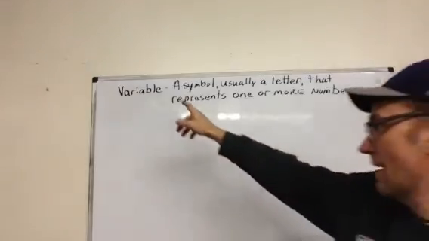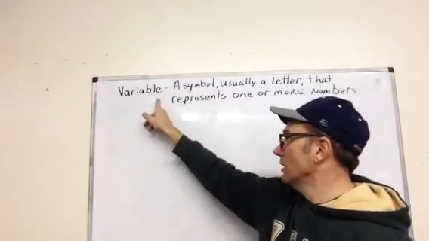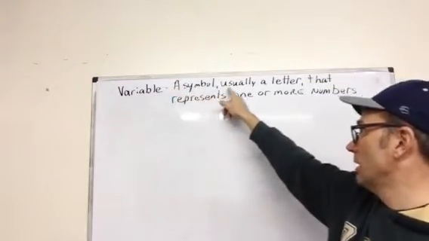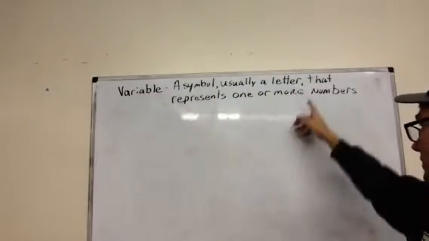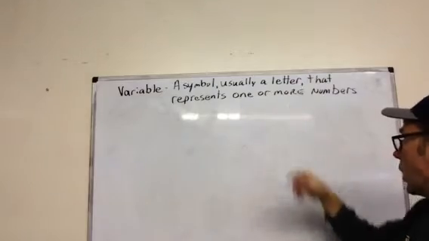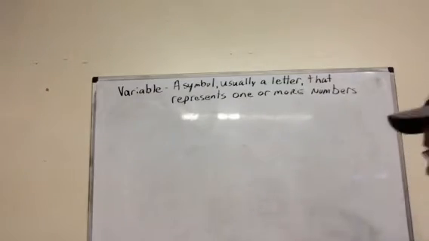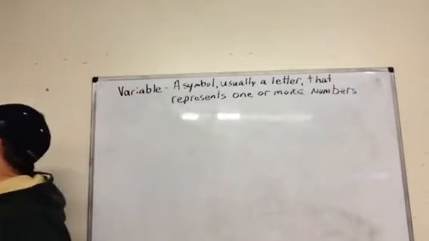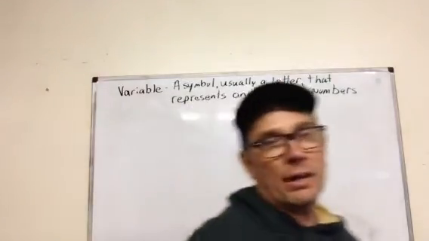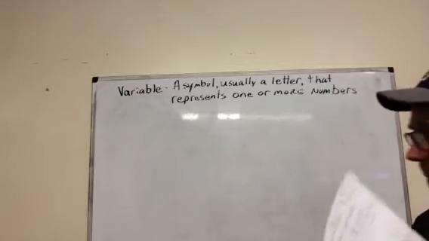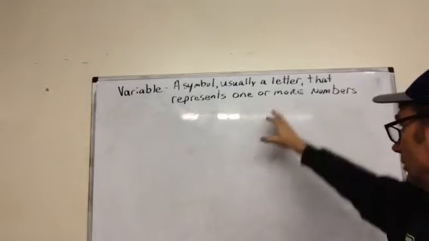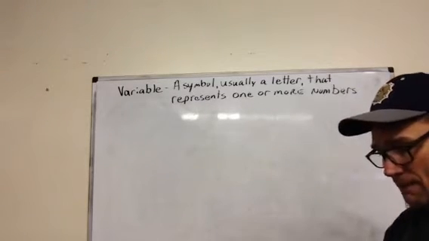The term variable. A variable is a symbol, usually a letter, doesn't necessarily have to be a letter, but usually it is, that represents one or more numbers. So it can represent one number or an infinite amount of numbers, or numbers from 10 to 20, or any increments. So it represents a certain amount.